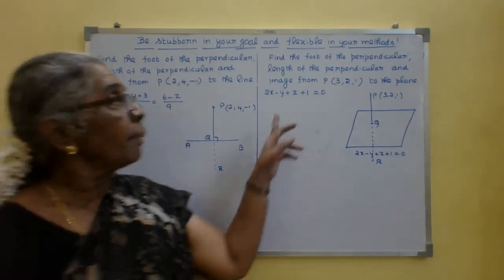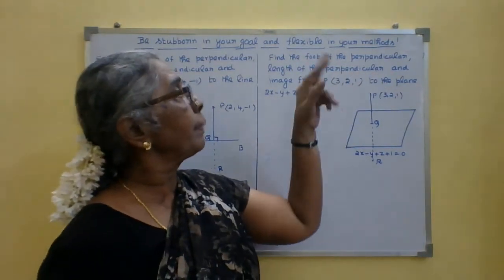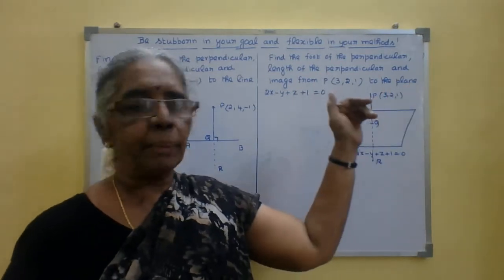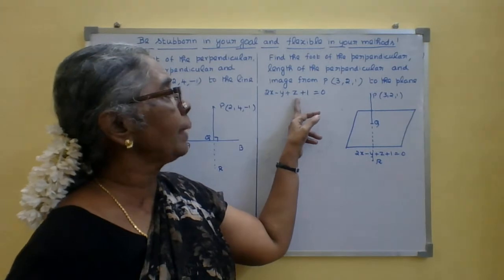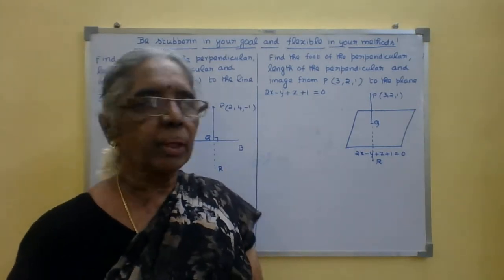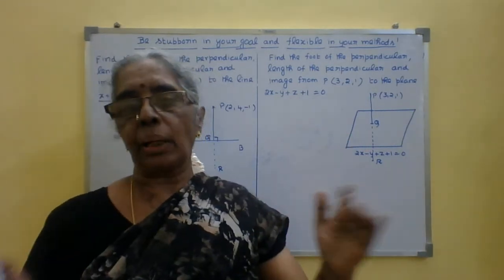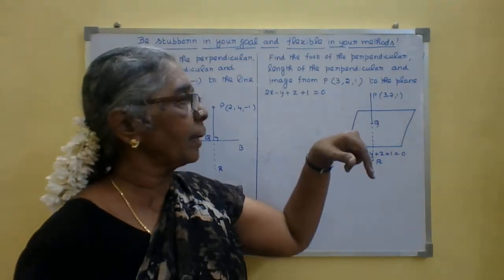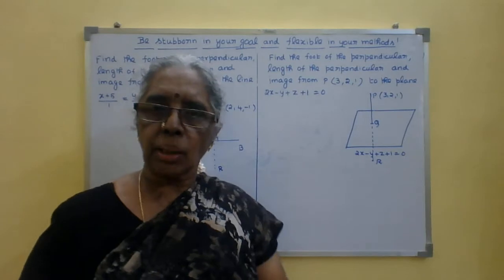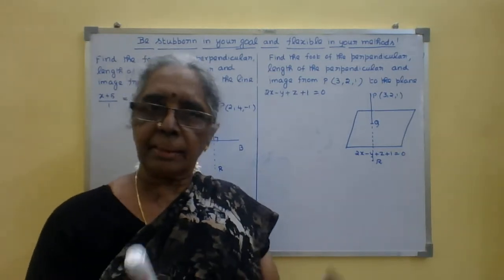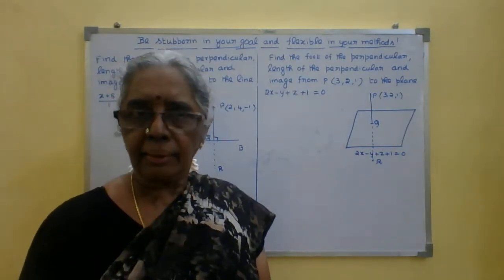Coming to this sum, you find the foot of the perpendicular, length of the perpendicular and image from P(3, 2, 1) to the plane 2x - y + z + 1 = 0. A plane is represented as a parallelogram always, and P is the given point, Q is the foot of the perpendicular and R is the image. Here also you are going to find the same three, that is the foot, the length and the image.